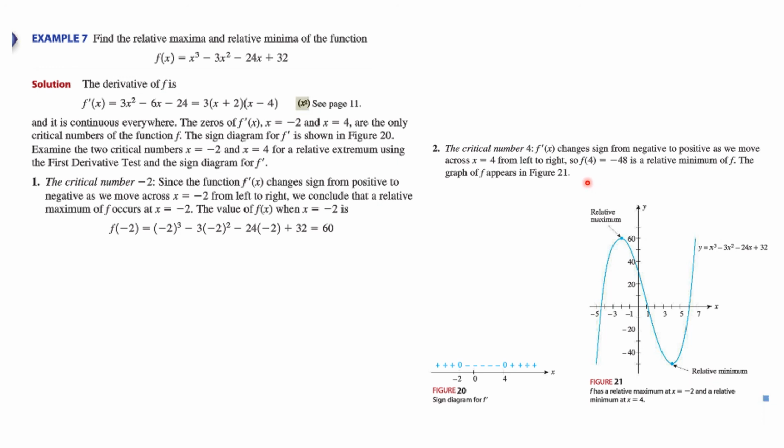And often I will ask you to determine what the y value is, so you have to substitute the x value in. Often I will ask you to find the coordinates. So f of 4 is minus 48, which is the relative minimum, and 60 is the relative maximum.